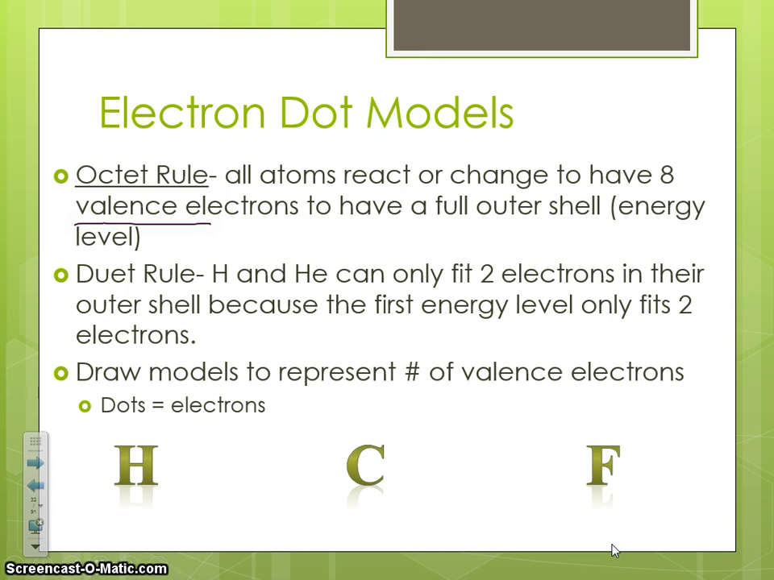There are 2 rules that we need to apply. The octet rule applies to pretty much all the atoms except for hydrogen and helium. They are going to react or change to be able to get 8. 8 is considered a full outer energy level. Really small elements like hydrogen and helium can only fit 2 electrons in that energy level because the first energy level, we said, only fits 2 electrons. So hydrogen and helium will have 2 electrons at the most. Any other element that we do can fit up to 8.